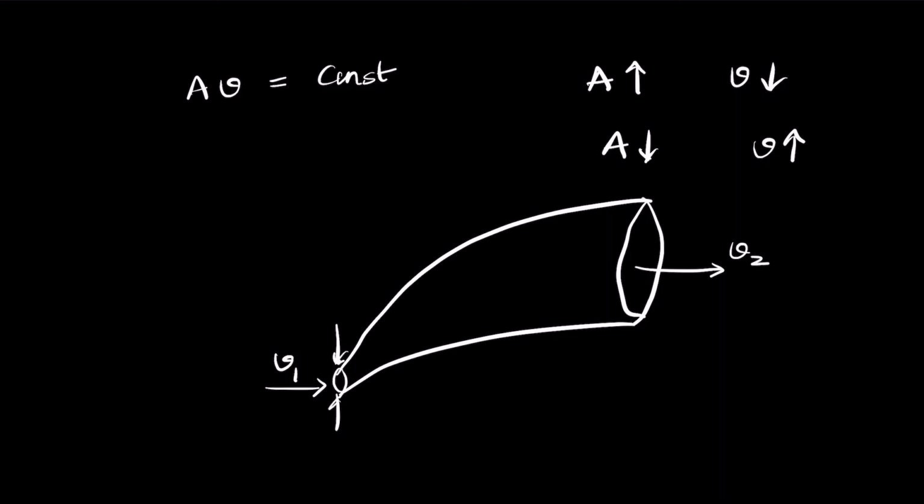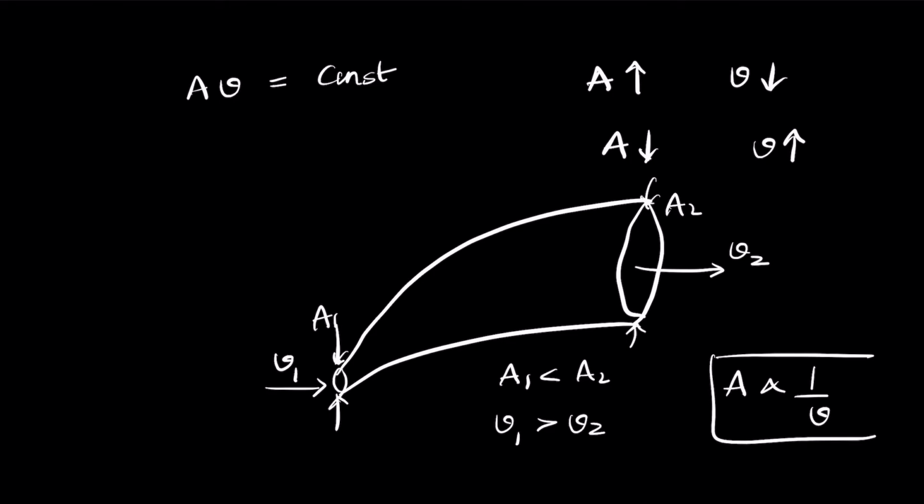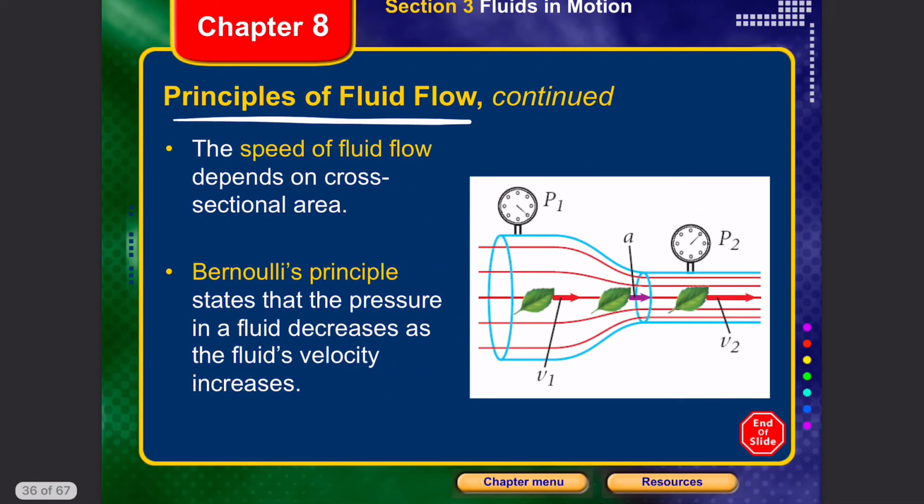Because this is a small area and here you have a larger area, V1 is going to be greater than V2 because A1 is less than A2. So the area is inversely proportional to the velocity, or more accurately, velocity is inversely proportional to the area. As the area increases, the velocity of the fluid coming out of the end will decrease. So this is the idea behind the principles of fluid flow.